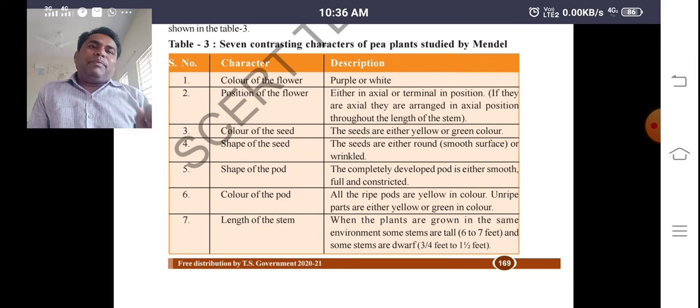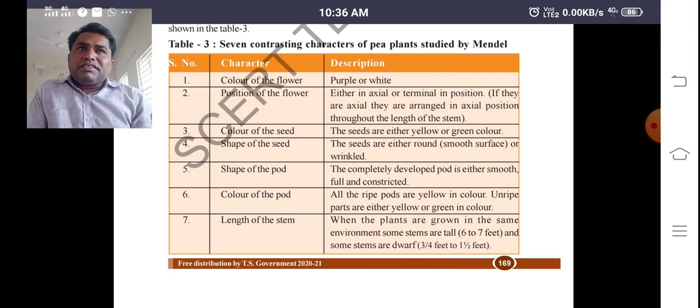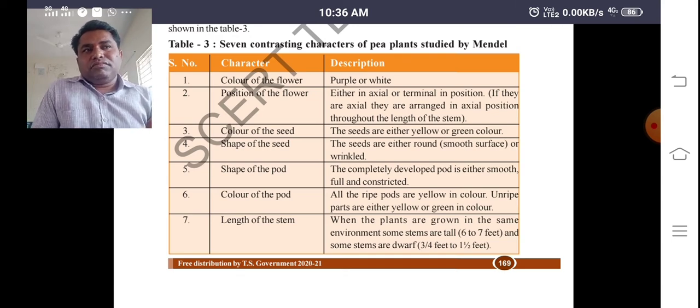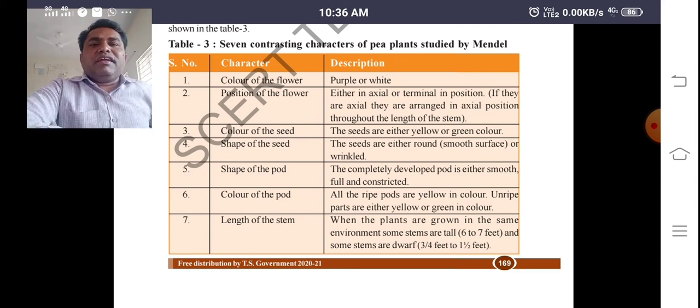One is the terminal part, another one is the axial part. Axial is nothing but between the leaf and branch or stem, on the stem, on the branches. But he has taken flowers developed either axial or terminal. Next, third characteristic, he has taken color of the seed.